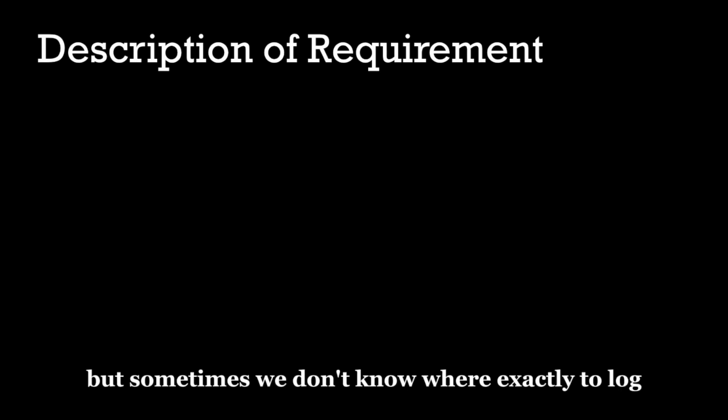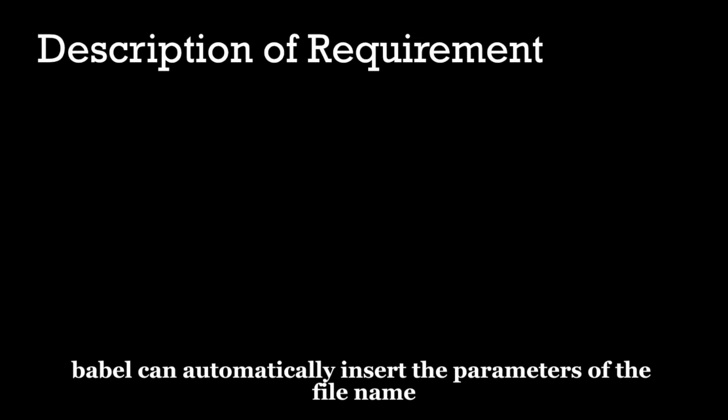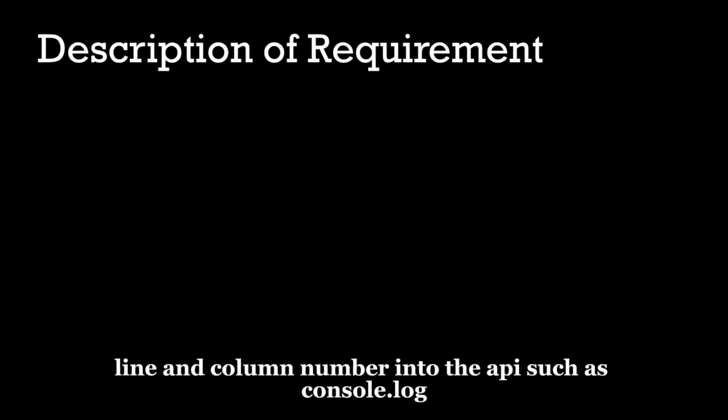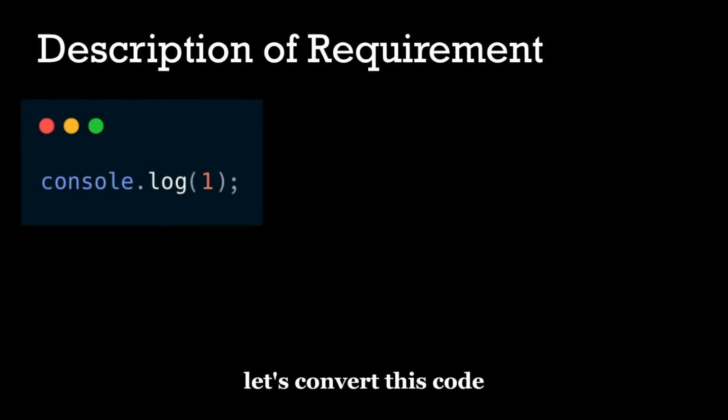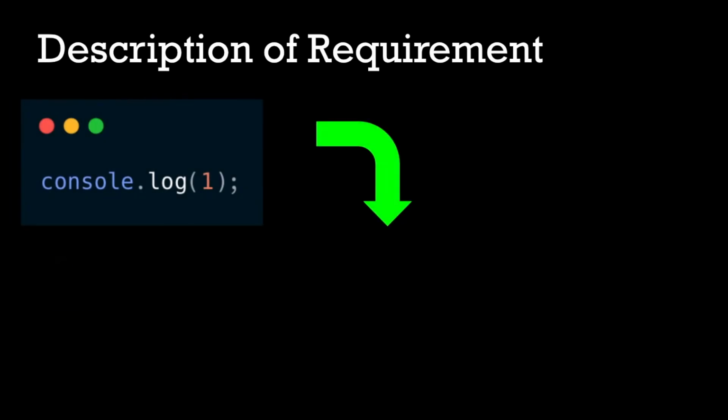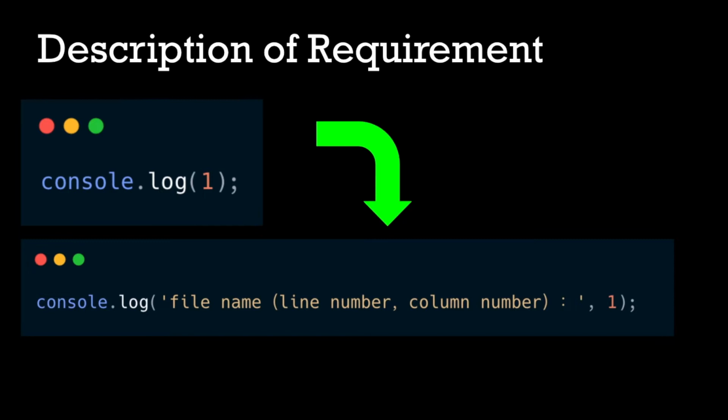So here's the requirement description. We often log to aid debugging, but sometimes we don't know where exactly to log. Babel can automatically insert the parameters of the file name, line, and column number into the API such as console.log, which points to the position of the code. So let's convert this code into this. So let's move on to the analysis.